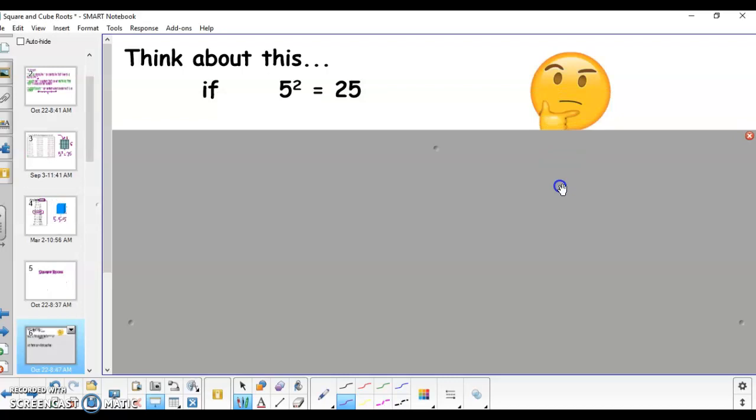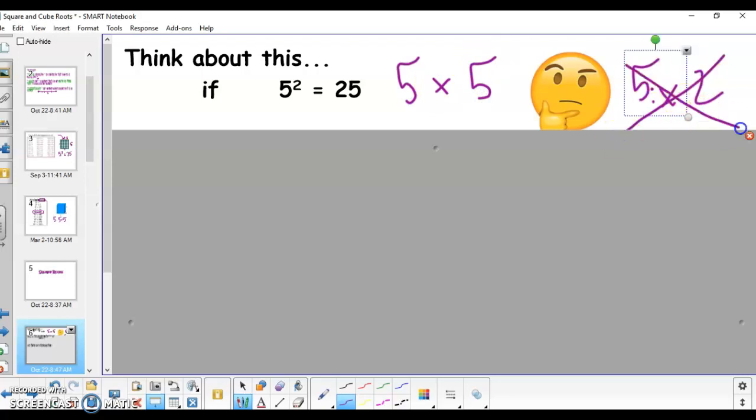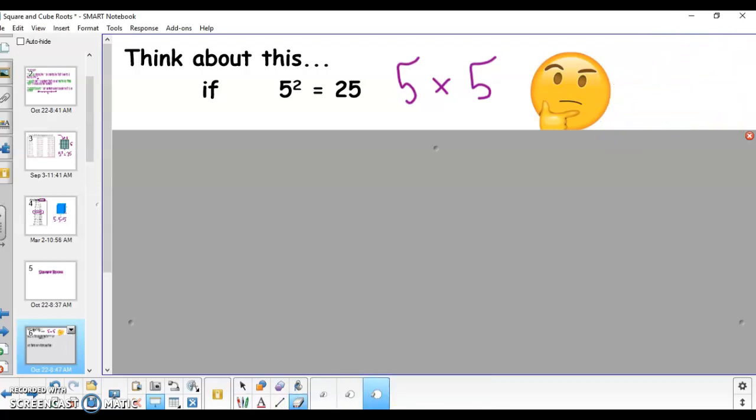Think about this. 5 squared or 5 to the second power equals 25. How do we get that? 5 times 5. We are not saying 5 times 2. No, that is not correct. It's not 5 times 2, it's 5 times 5. So I'm going to go ahead and take that off the screen.